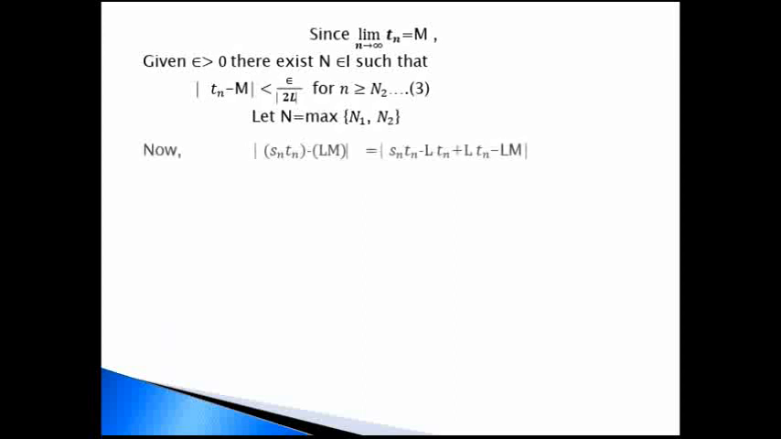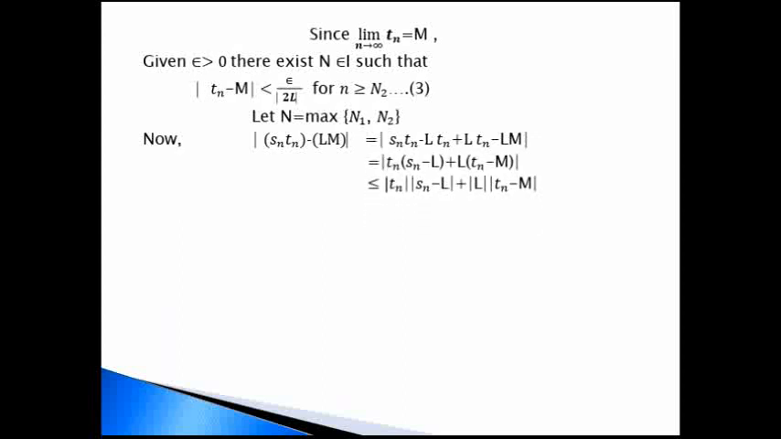Now consider modulus of Sn Tn minus LM. Add and subtract L Tn, we get modulus of Sn Tn minus L Tn plus L Tn minus LM. Take Tn outside from the first two terms and also take L from the second two terms. We get modulus of Tn into Sn minus L plus L into Tn minus M. Also we can write less than or equal to modulus of Tn into modulus of Sn minus L plus modulus of L into modulus of Tn minus M.